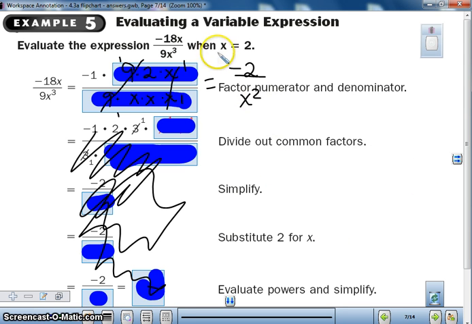What they're asking us to do next is evaluate when x equals 2. Since I now have negative 2 over x squared, I'm going to replace the x with a 2 and square it, which gives me negative 2 divided by 4, which would evaluate to a negative 1/2. Remember, evaluate just means plug in that value and find what it's equal to. But we'll be simplifying first.